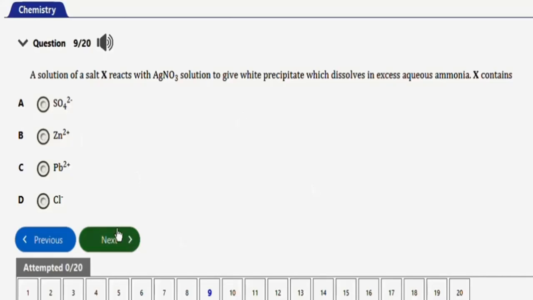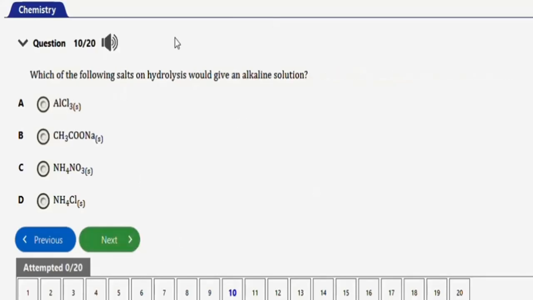Okay, next question will be this one. It says which of the following salts on hydrolysis would give an alkaline solution? So just check for a basic compound here. So the right option will be option B, which is sodium acetate. Sodium acetate is basic in nature. Okay, so this salt on hydrolysis will give an alkaline solution. So when you dissolve it in water, you're going to have a basic solution.